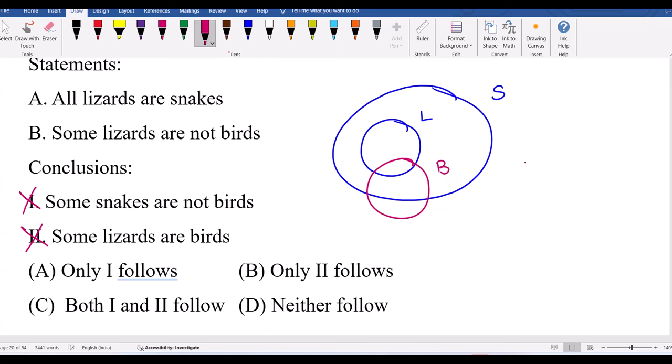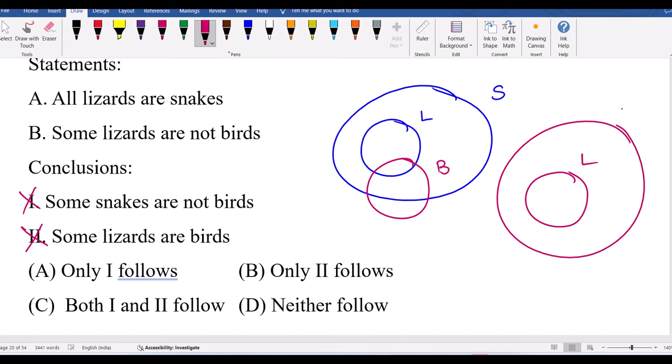First one I'll show with a diagram. All lizards are snakes. Some lizards are not birds. I can draw like this. In this diagram, some snakes are not birds. This is the part of snake which is not bird. One moment. For the first one, we have to draw the diagram, then decide.